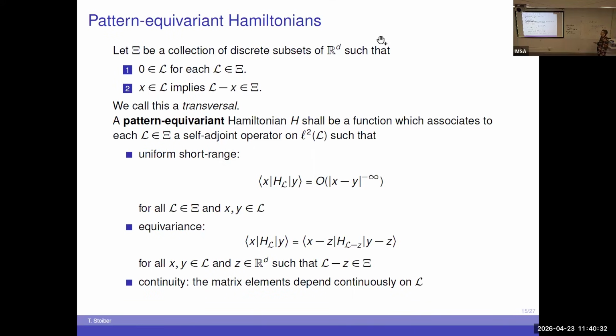And then you have some algebraic conditions for consistency. It should be short range operators. There needs to be translation covariance. So if you shift the pattern, it should shift all your matrix elements by the same amount. So basically, if you take one pattern and you move it by 10 lattice sites, then you get the same Hamiltonian just shifted by 10 lattice sites. And finally, you need some kind of continuity condition, that the Hamiltonian depends continuously on the pattern.